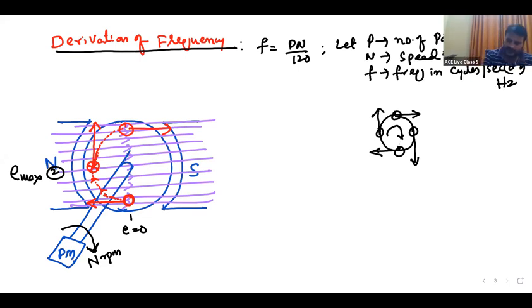Then what is the EMF at this condition? At instant 3, the induced EMF is again 0. It is simply moving parallel to the flux lines. It is not cutting, moving parallel to the flux lines.